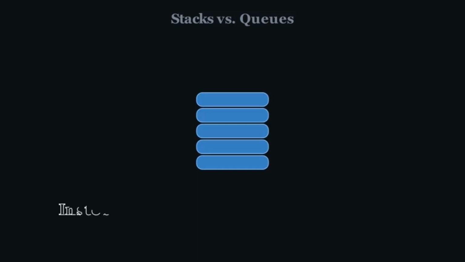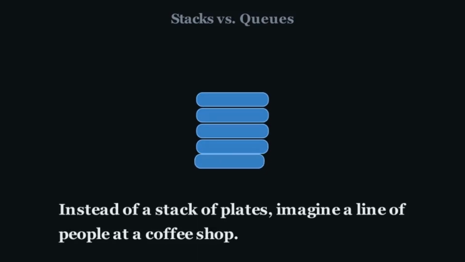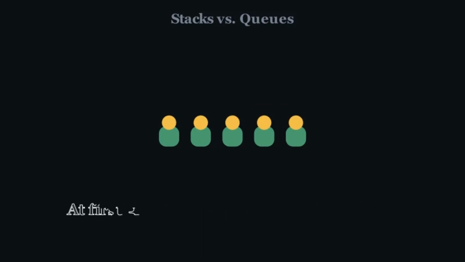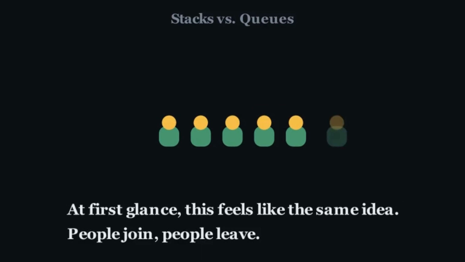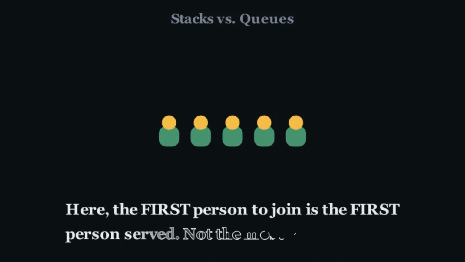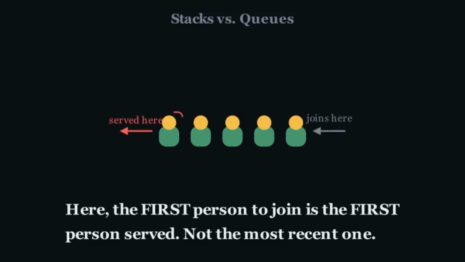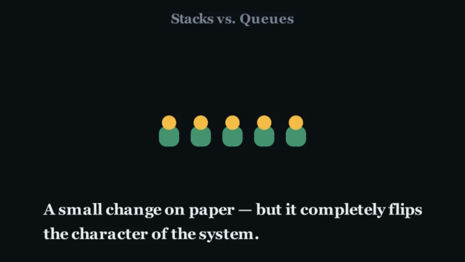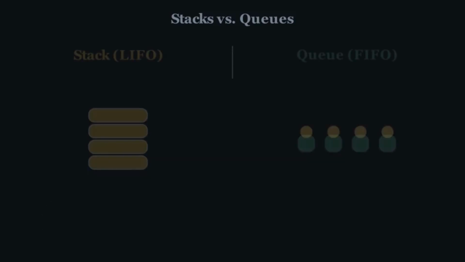Now, let's change one small thing. Instead of a stack of plates, imagine a line of people at a coffee shop. At first glance, this feels like the same idea. People join, people leave. But notice the difference. Here, the first person to join is the first person served, not the most recent one. This is a small change on paper, but it completely flips the character of the system.